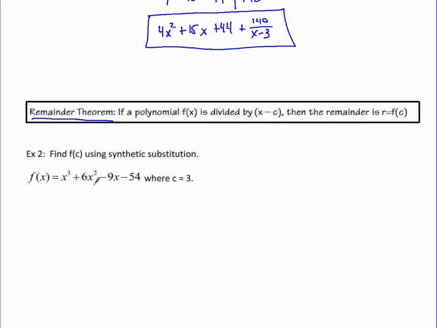So what's happening here is x cubed plus 6x squared minus 9x minus 54 is getting divided by x minus 3. And they're telling us already that c equals 3. So they didn't say x minus 3 this time. They told us that the number we're going to use is 3. So we write 3, and then we write 1x cubed plus 6x squared minus 9x minus 54. So we didn't have any zeros to account for. And we're going to use our synthetic division.